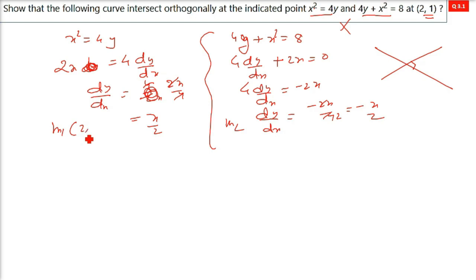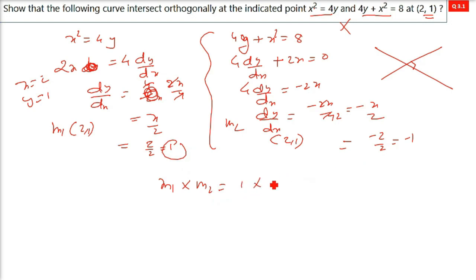And as I said, you don't have to find the intersection points. Just find dy by dx, because the intersection point is already provided in the question, which is (2, 1). x is 2, y is 1. Put x as 2 here, and here also x as 2. You will get 2 by 2 as 1 here, and here 2 by 2 with a negative, so negative 1. Now, when you multiply m1 and m2, you should get negative 1 for the orthogonality condition. Just multiply m1 and m2: you get 1 here, negative 1 here, so when you multiply, you'll get negative 1.